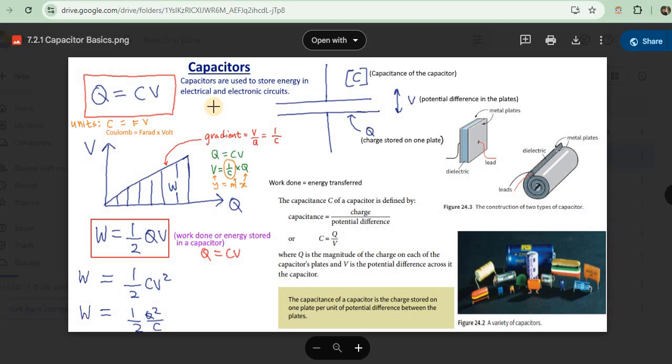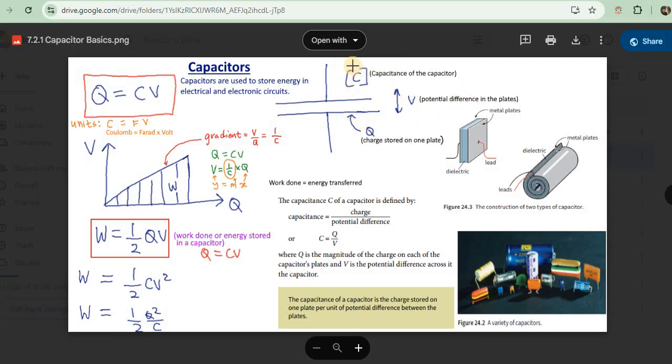Okay, so what is a capacitor? Capacitors are used to store energy in electrical and electronic circuits. We can also say it stores charge. So when it stores charge, it stores energy. This is the main equation, the first equation: Q is equal to CV. I already explained it briefly.